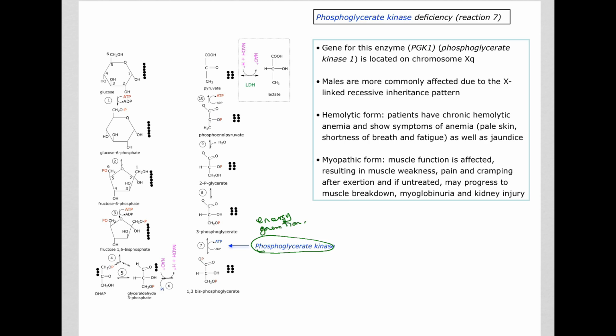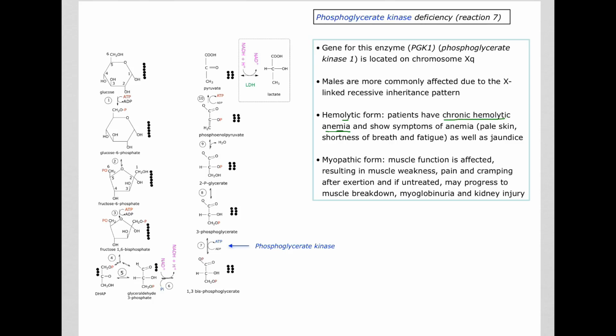And energy is very important for cells. So without enough energy, we can have two forms of the disease. One is the hemolytic form, where the red blood cells are seriously affected. In the second form, the myopathic form, the muscle cells are seriously affected. So in the hemolytic form, the red blood cells are very weak and they tend to break very easily. So that leads to chronic hemolytic anemia. Breaking of red blood cells means your red blood cell count will go down.